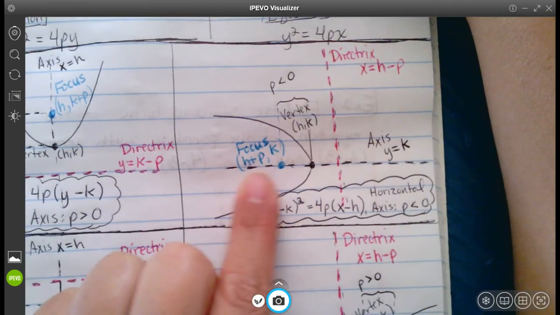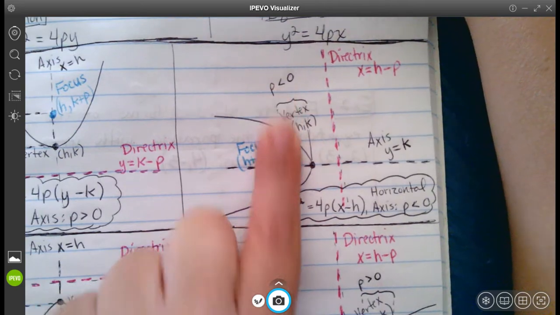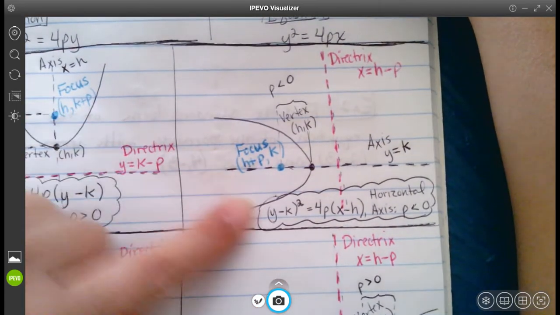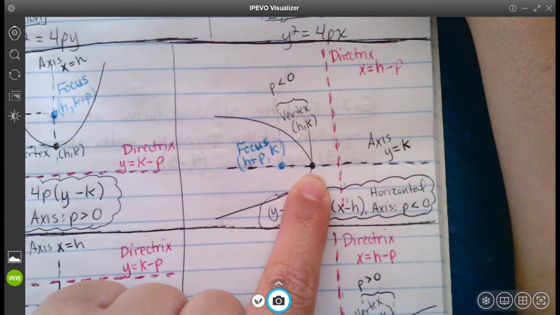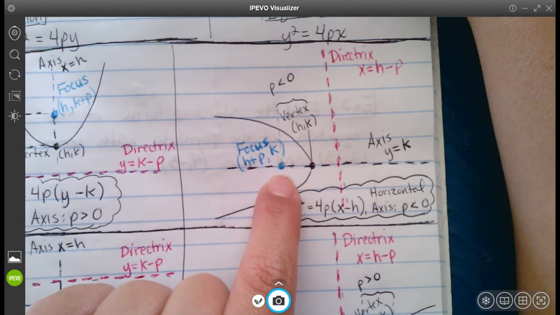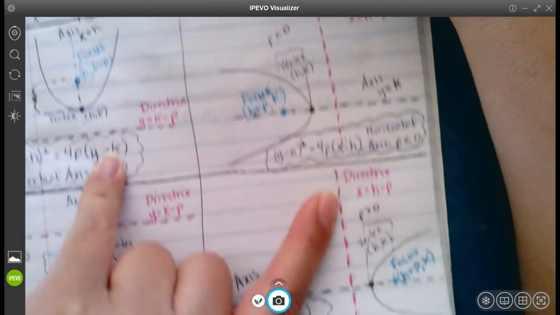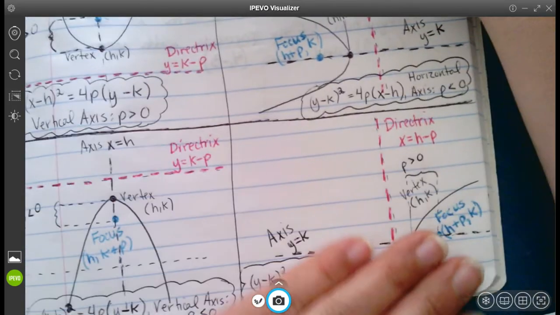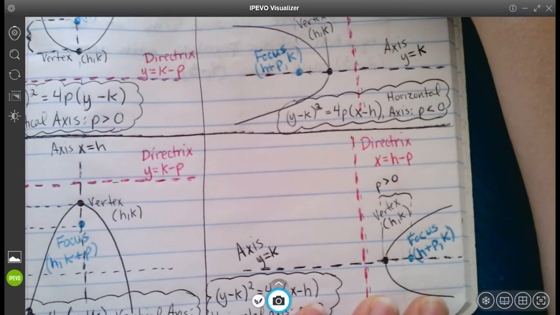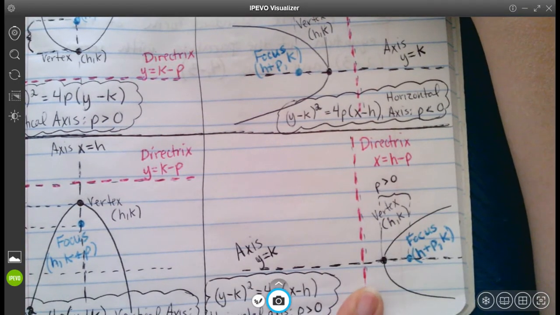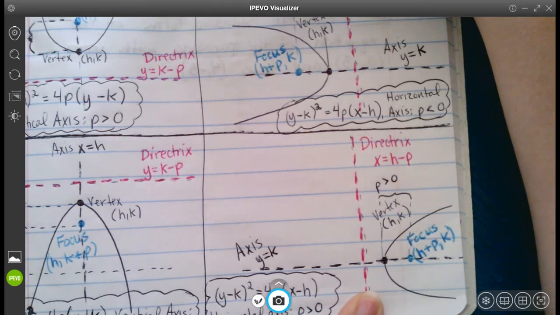Okay, so in this case, when p is negative, you're thinking kind of to the left. The parabola will be facing to the left, and that's the space between your vertex and that focus point. And again, here's the equation that goes with that. And finally, if p is positive, the parabola is facing to the right. It's going the other way now. So that's basically it. There's really nothing too crazy about this.